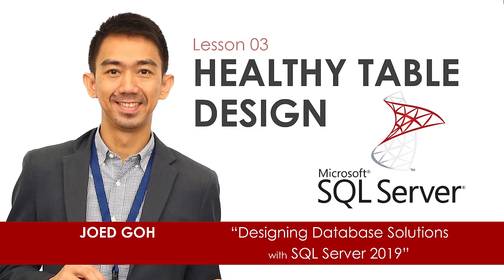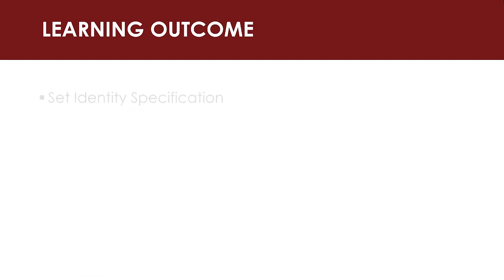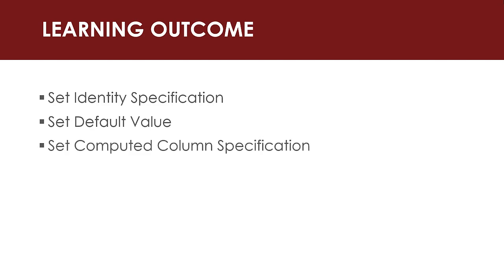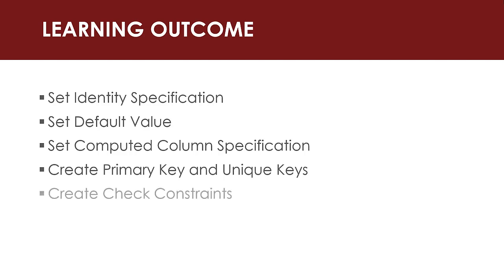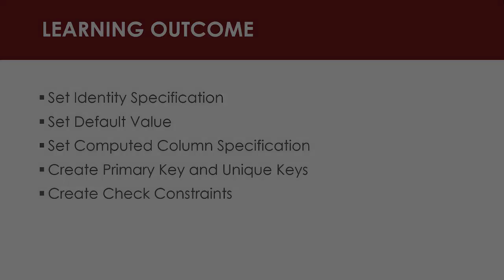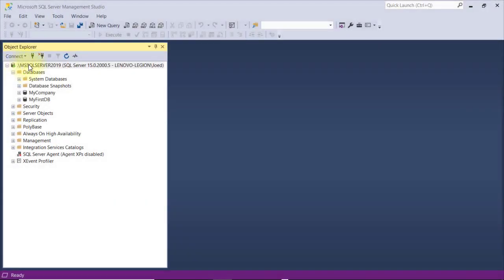For today's topic, you are going to learn how to set up some of the important column properties of your database table like Identity Specification, Default Value, and Computed Column Specification. You'll understand the basic concepts of indexes and keys by creating primary key and unique keys in your table. You'll also learn how to properly set up check constraints to limit or restrict unwanted values in your database table to maintain data integrity. To illustrate these concepts, I'll be using the same database that we use in Lesson 2.